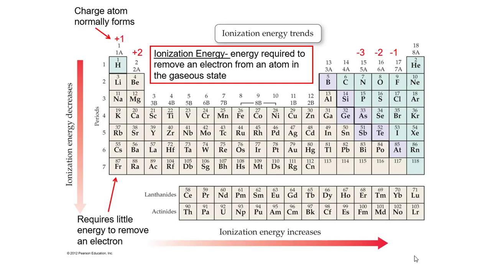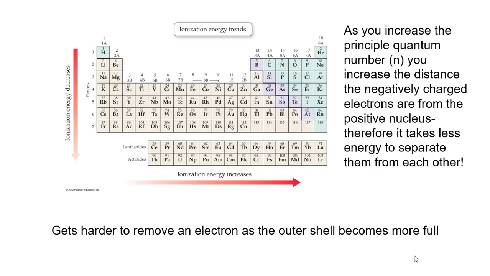All right, so I put these little charges on here just to remind you. These are the charges the atoms normally form. The francium there in the bottom left-hand corner is the element with the lowest ionization energy. Okay, so that makes sense as to why, when you go from left to right, the ionization energy increases, because we can see that fluorine would be a lot harder to remove an electron from than lithium.